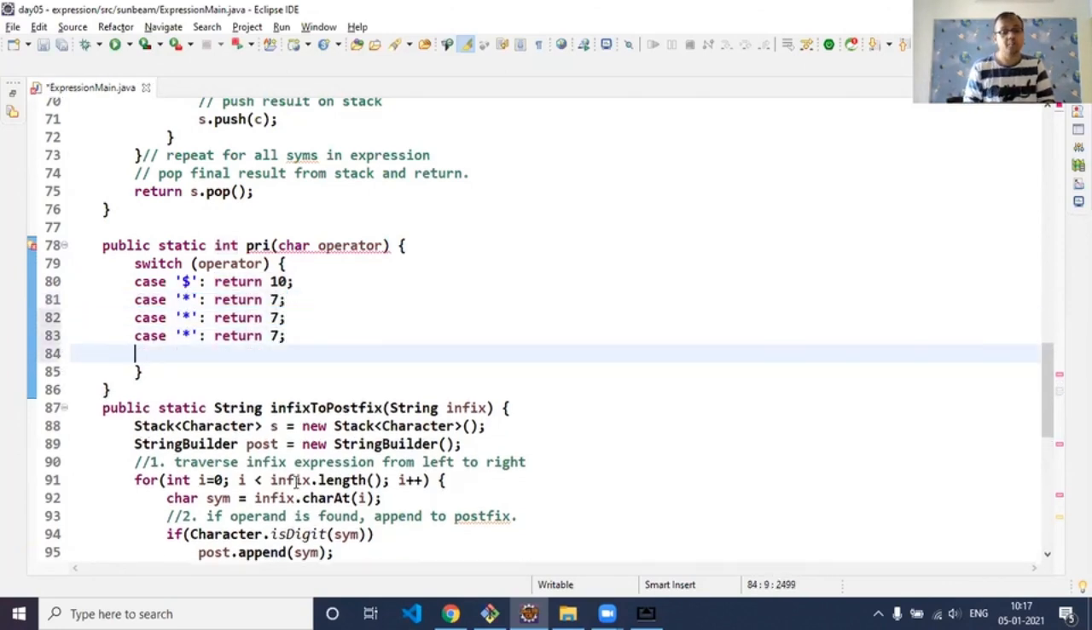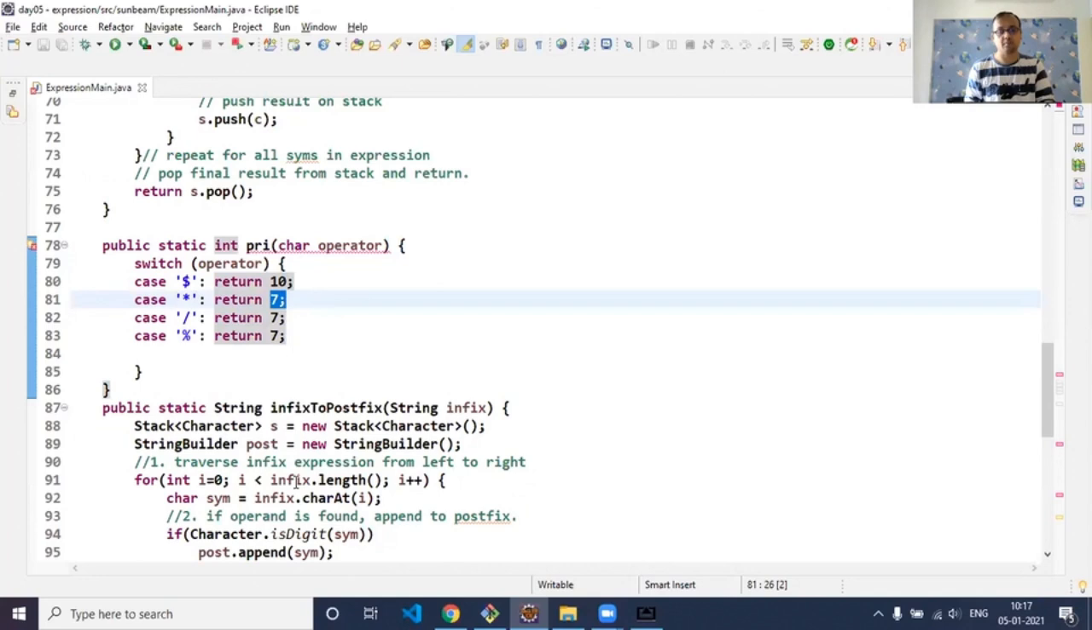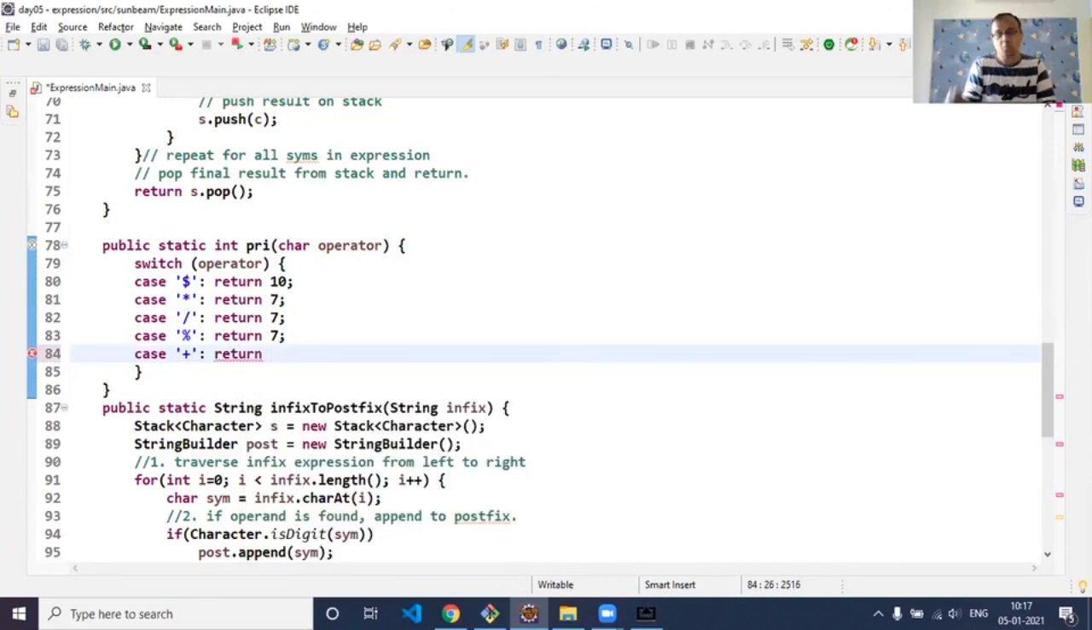What is important is that multiplication priority is smaller than that, but the division and modulus priority is the same as multiplication. I repeat once again, these numbers are not important. The number comparison is important. So I'm saying that 10 is greater and 7 is smaller. Okay, that is good. Then you continue further. If it is plus, then you need to understand that it should be even smaller than that.